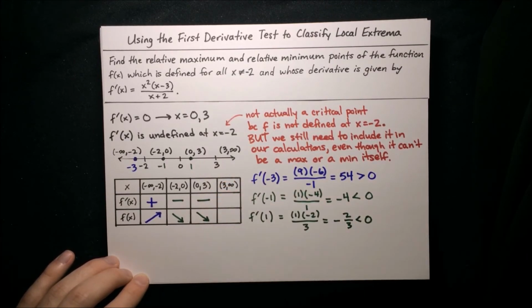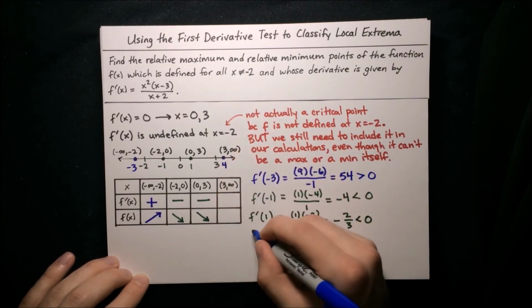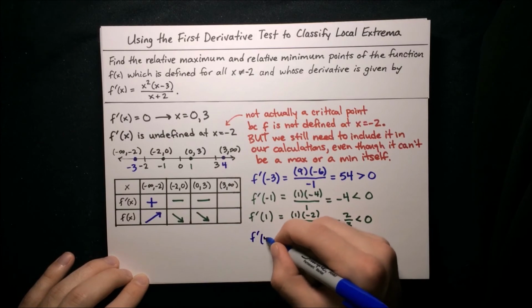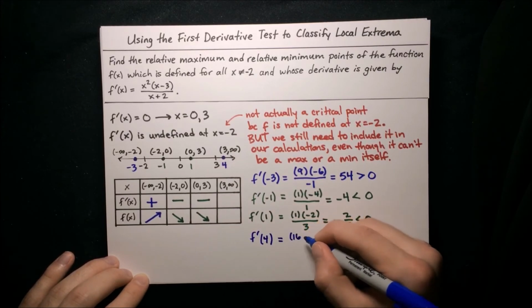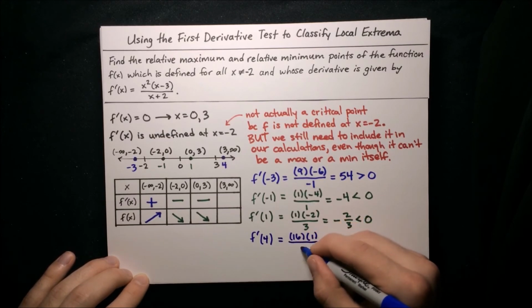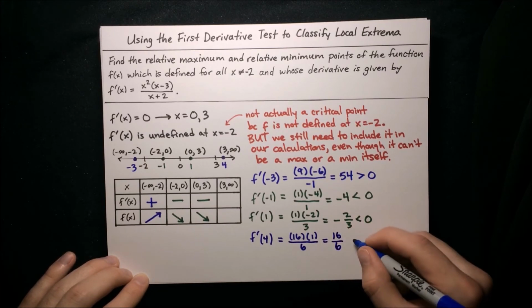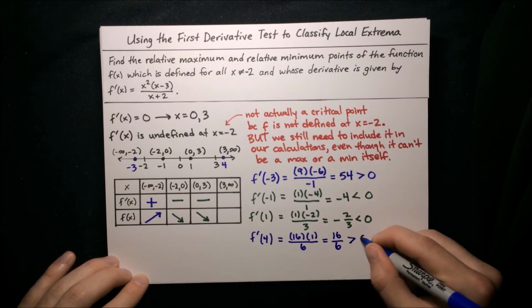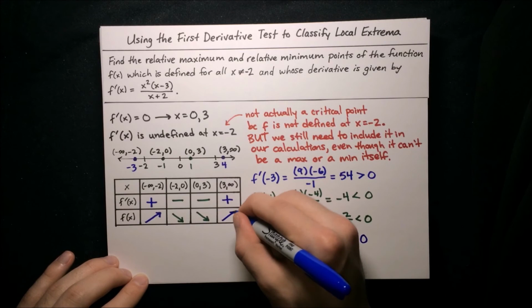And then lastly, in the interval from 3 to infinity, how about a test point of 4? We know that f prime of 4 is equal to 4 squared, which is 16, then times 4 minus 3, which is 1, then all over 4 plus 2, which is 6. That comes out to 16 over 6, and we could simplify this a bit more, but it really doesn't matter because we know it's positive. So that's greater than 0. Derivative is positive, function is increasing.